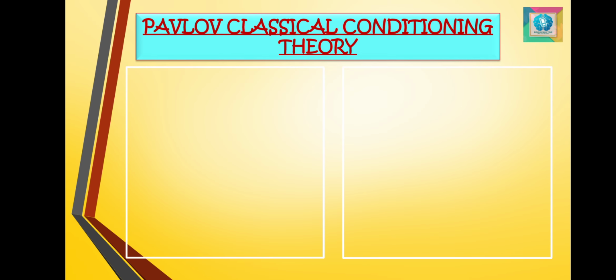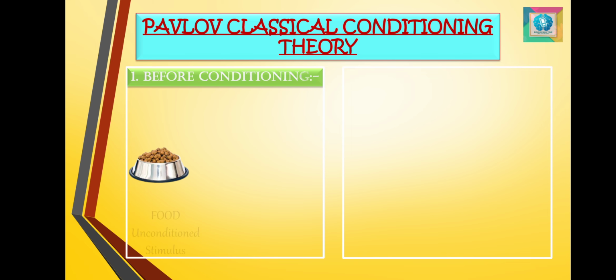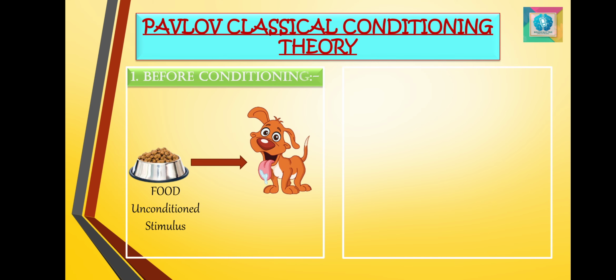Now let's discuss a very famous experiment about learning, that is Pavlov's classical conditioning experiment. Classical conditioning is learning through association, and it was first demonstrated by Ivan Pavlov, a Russian physiologist, in the year 1920. Pavlov showed that a dog could be conditioned to salivate at the sound of a bell if that sound was repeatedly presented at the same time that it was given food. So let's start the experiment.